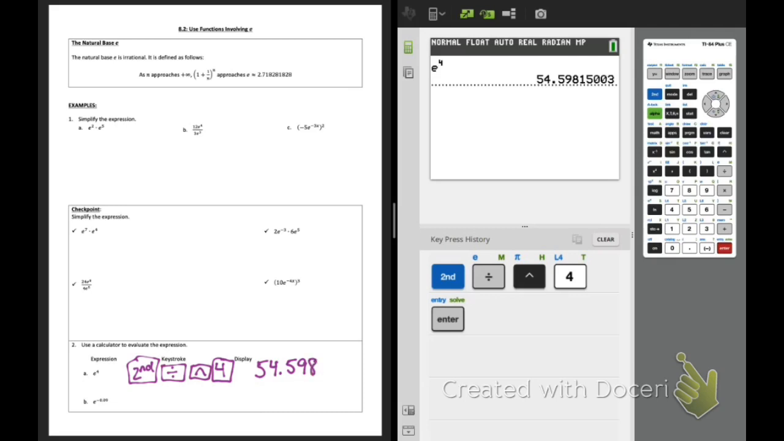So just for the sake of a little bit more accuracy, we're going to go ahead and write out all of these answers in this chapter to 3 places if necessary. So 54.598 would be roughly our rounded answer there for e to the 4th power.